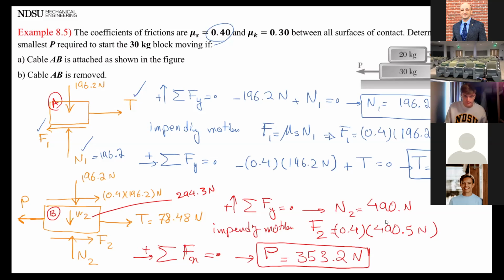Exactly, because there are too many unknowns. In this free body diagram, if I just want to use B, other than weight, which is known, everything else was unknown. So I had to use another free body diagram to solve for my numbers. Okay. So now let's look at part B. Same problem. Find force P required to move the 30 kilogram block if cable AB is removed.